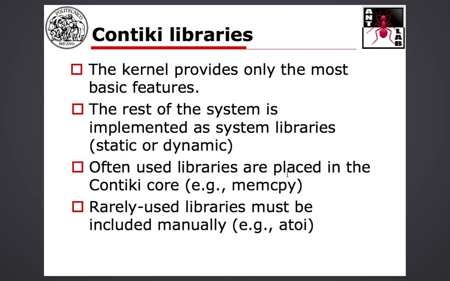So, for example, routines for moving pieces of data, like memcopy and this kind of stuff, are included in the kernel. But other routines, for example, the rarely used ones, like the one for converting characters to integers or this kind of stuff, must be included ad hoc. So you have to include the proper file when you implement an application. Okay. So some libraries are already included in the kernel. Some others are to be included manually, I would say, when you write an application.